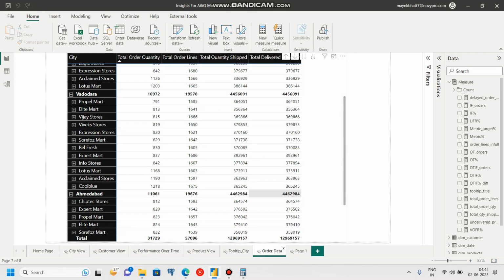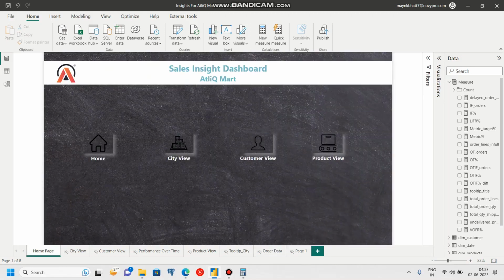Well, now comes the most interesting part. Let's drill down to what is happening here. As I've already said, my dashboard is for sales insights for AtliQ Mart. I have three tailored views in the dashboard: city view, customer view, product view. Now, let's quickly drill down to each one of the views and try to generate some insights on why the customers are not extending their contracts.